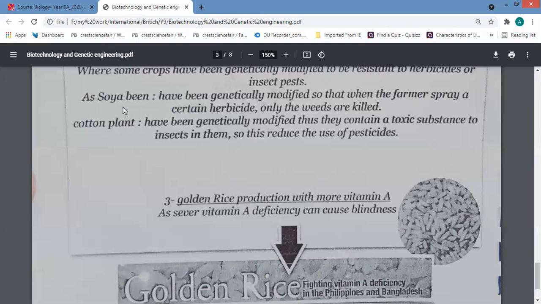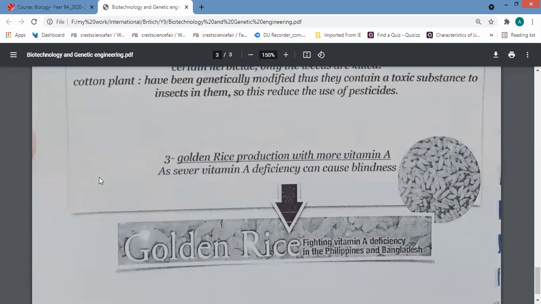Another example is the cotton plant. The cotton plant has been genetically modified like soya bean to resist pesticides and kill the insects which affect the cotton plant.